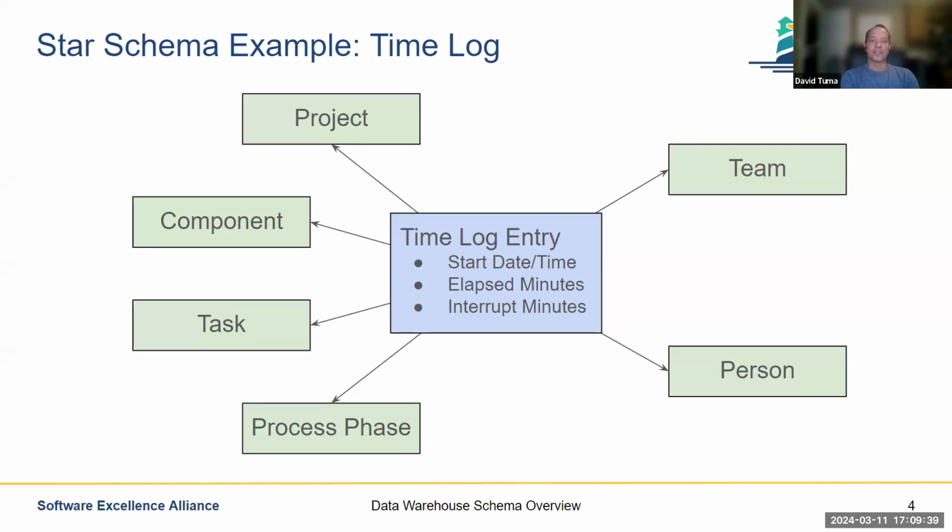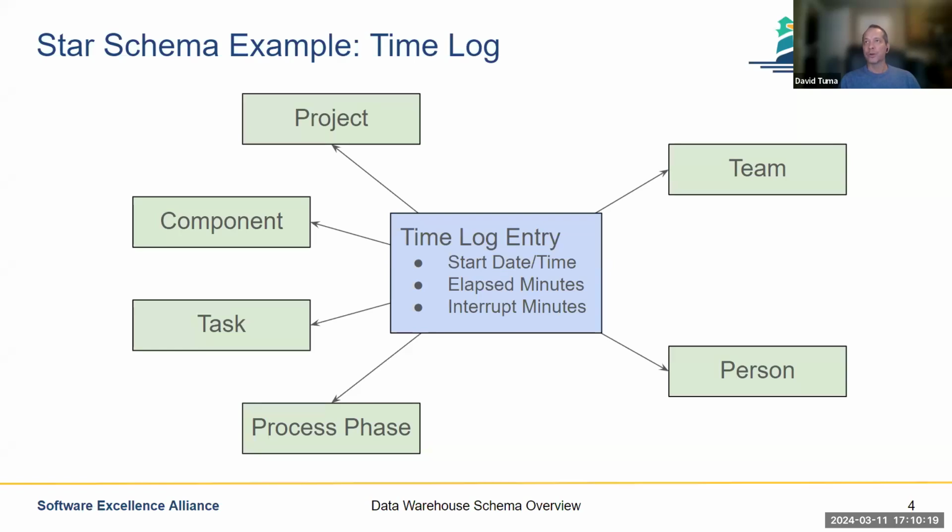Okay, so in the center of this diagram, we have a fact table, which I've drawn in blue. The fact table is the fact table for time log entries. Each row in this table is one time log entry. Now, there are some attributes that a time log entry has, like the date that the timer was started, how many minutes of time have elapsed, how many minutes of interrupt time there were. So those are simple numbers that would be present on the row in the database table for the time log. Now, all of these other things around it are dimensions.